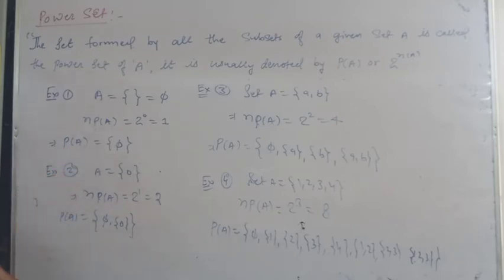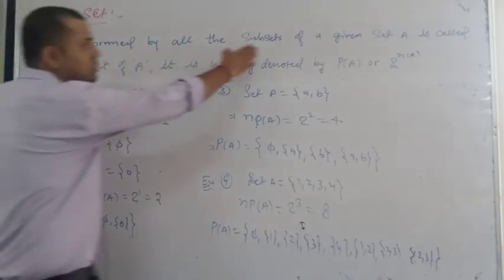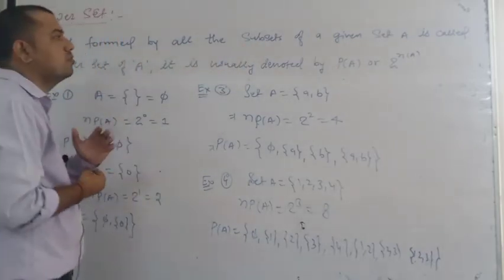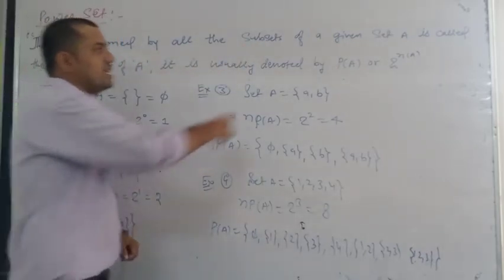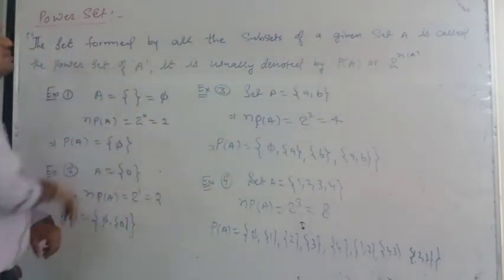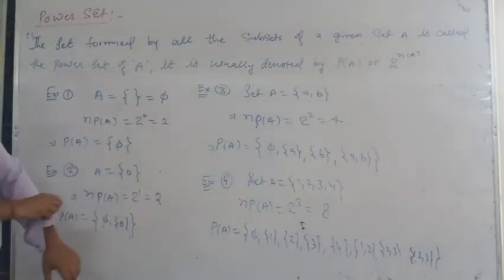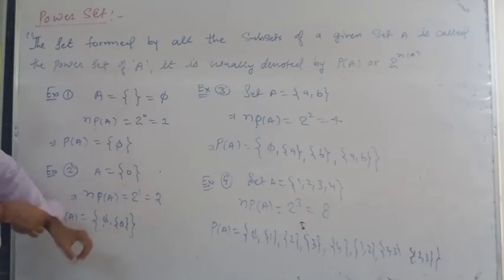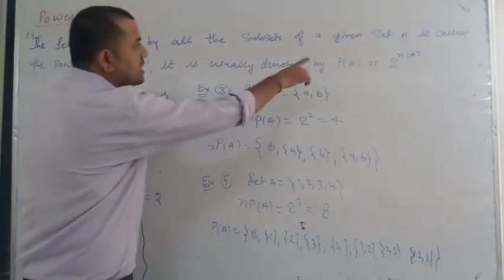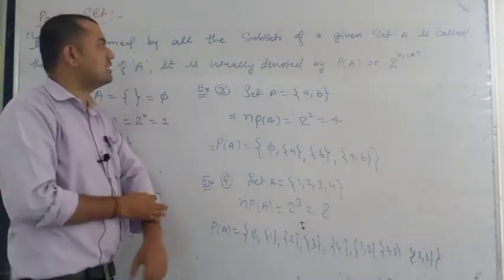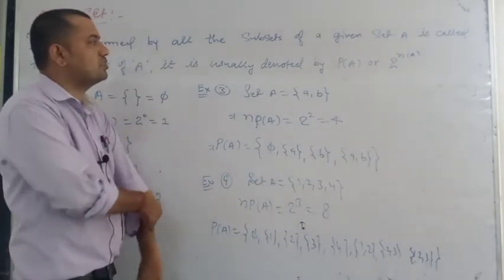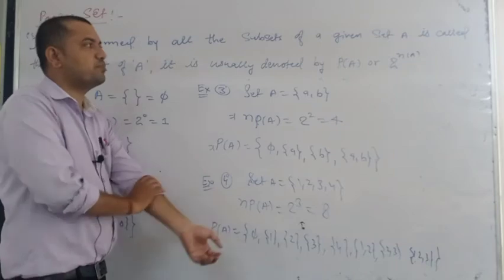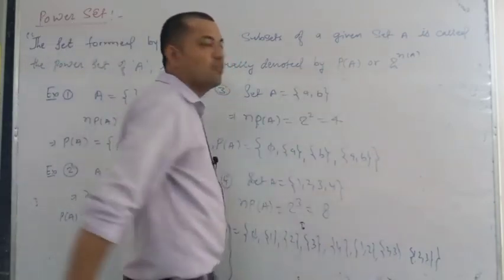When we make all the subsets and we collect them, it's called a power set. It means the set formed by all the subsets. The collection of all subsets forms a power set. When we collect all the subsets of a set A, it is called the power set of A. It is usually denoted by P(A). P(A) is called a power set.